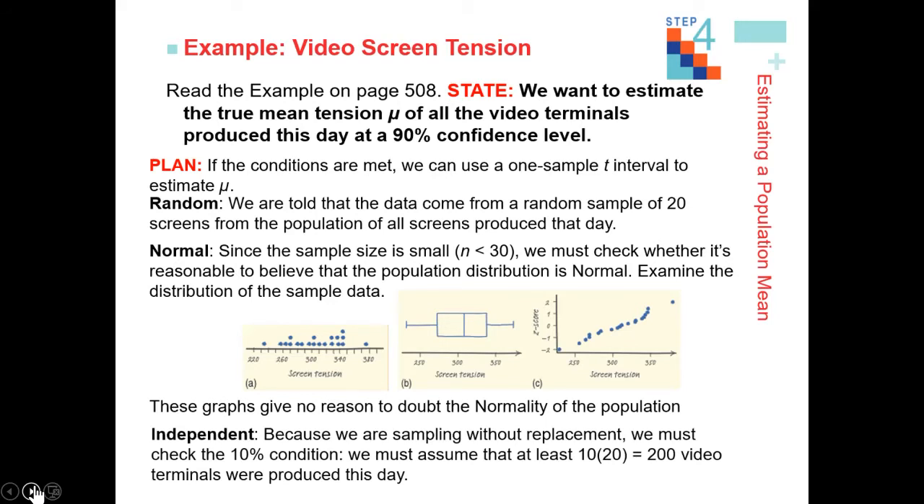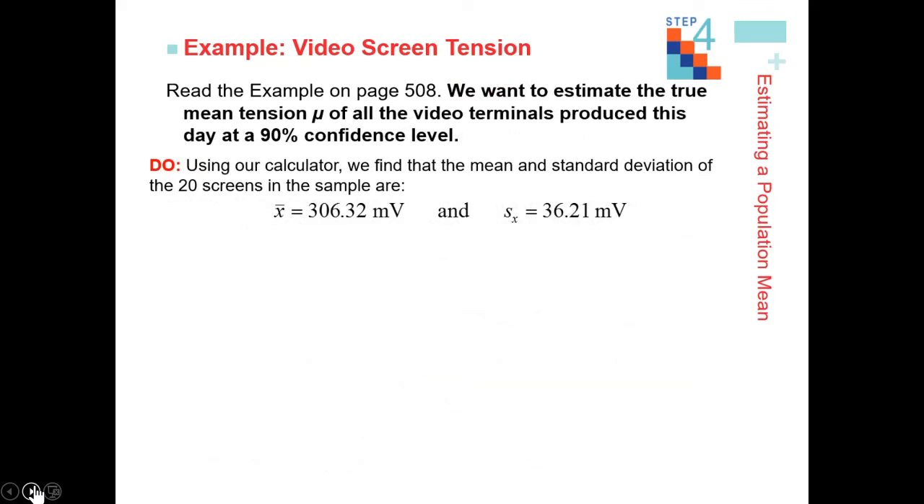So we're assuming that at least 200 video terminals were produced on that day. All right, here's where it's going to give us our sample mean and standard deviation. Okay, so on page 508, this is another way we can do it. Sometimes it'll give you data to put in a list and get the mean and standard deviation from there. And then sometimes it'll just give you the mean and standard deviation like it's doing here from the sample. So it just depends on what you're doing.